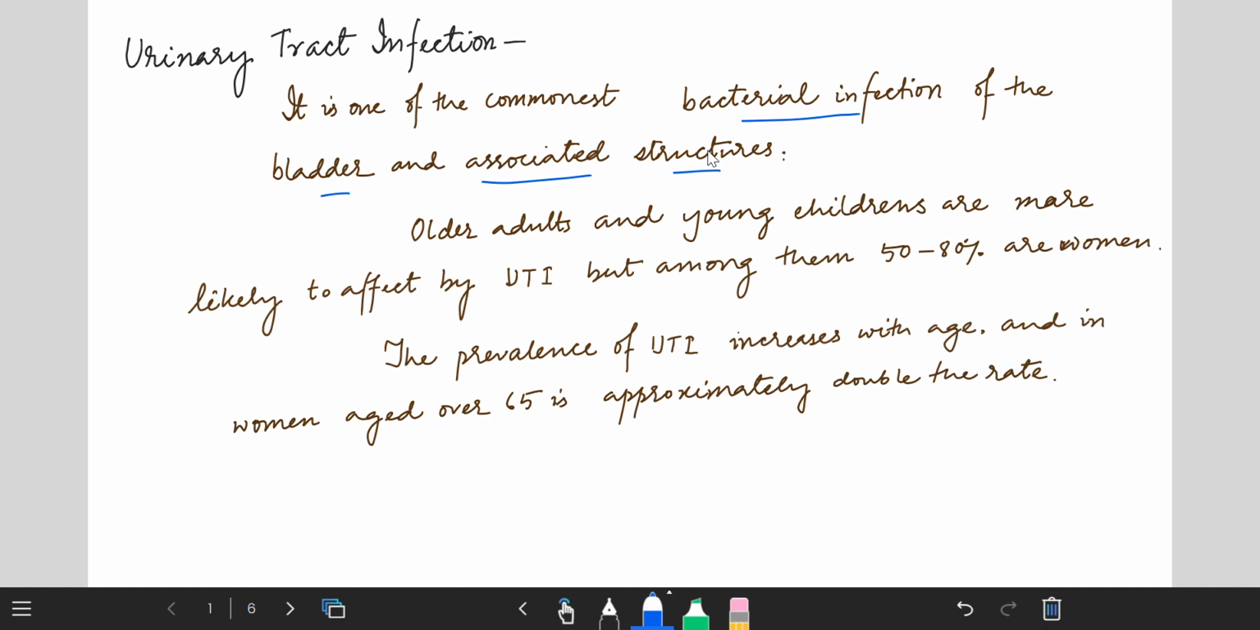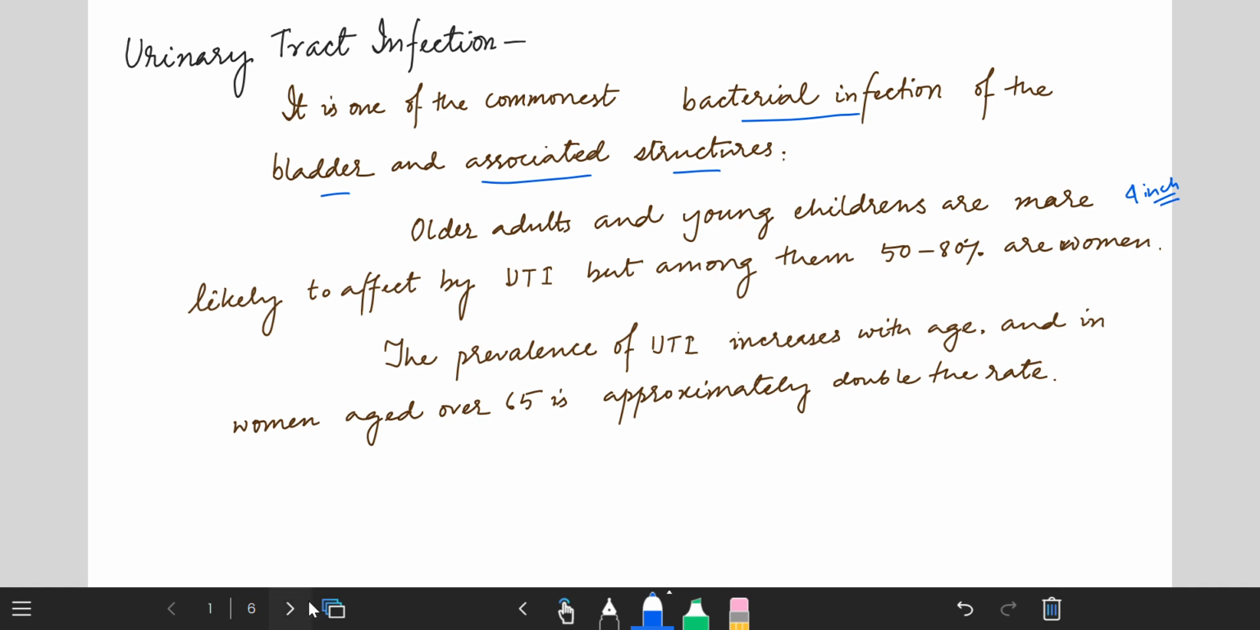Now, why do women get infected by UTIs? Because the length of the urethra is shorter in females than in males. It's about 4 inches. Okay. And the prevalence of UTI increases with age, and in women aged over 65 it is approximately double the rate. It means the more age women get, the more prone they are to infection.